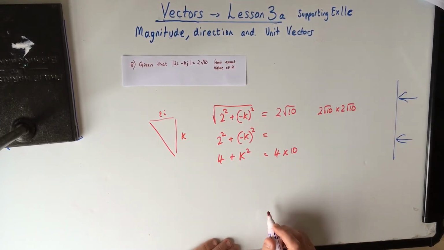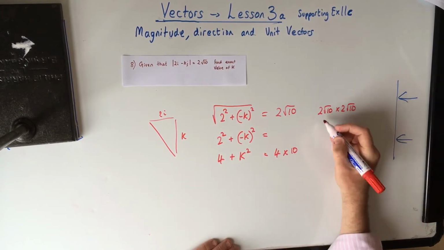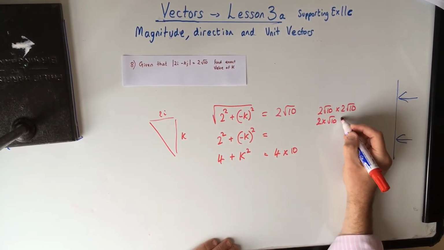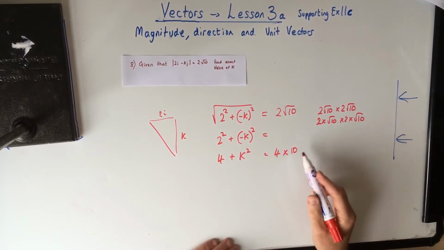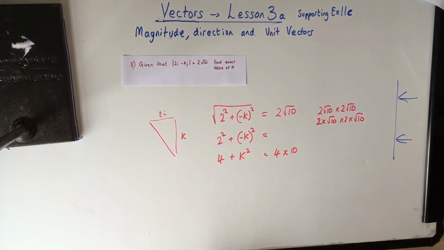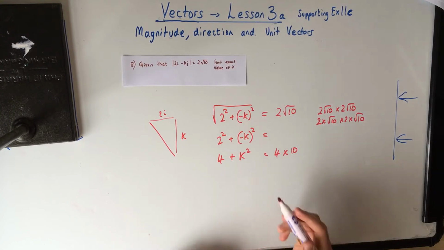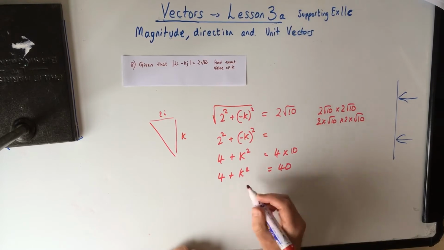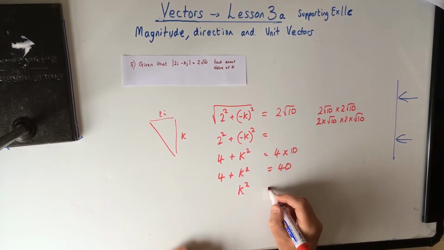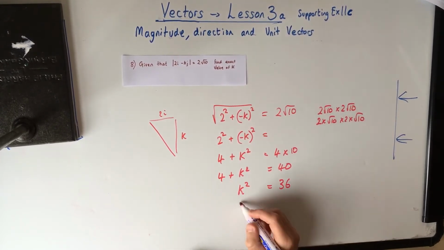That squared is 40, because it's 2 times root 10 times 2 times root 10. Don't be doing the crab's claw on that. 2 times 2 is 4, root 10 times root 10 is 10, and 4 times 10 is 40. So we've got 4 plus k squared is equal to 40. Take 4 off both sides. k squared is equal to 36. And square root both sides.